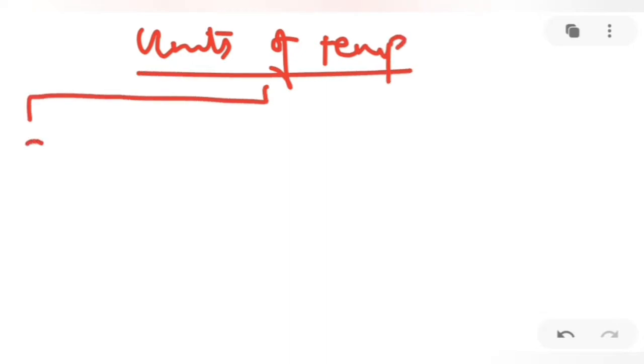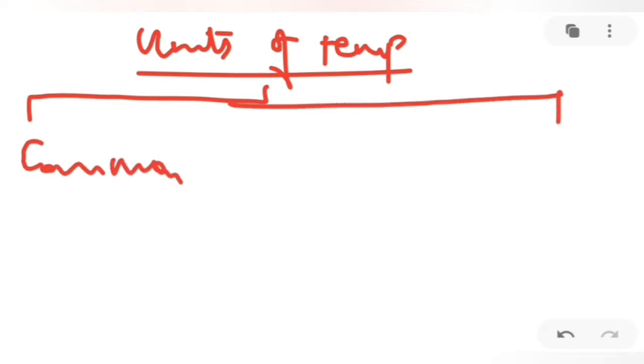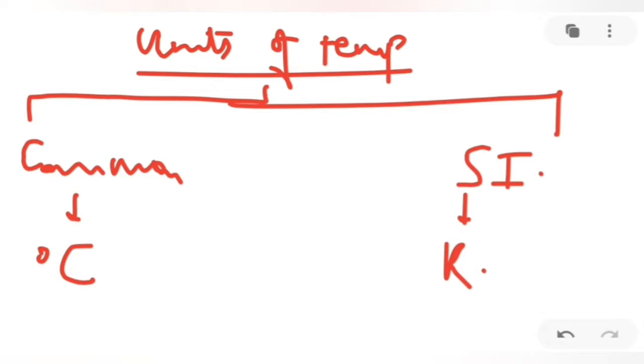So, today we will be studying about units of temperature. There are two types of units of temperature. First is the common unit and the other one is the SI unit, or we can say the standard unit of temperature. In the common unit we say degree Celsius and in the SI unit we use Kelvin.